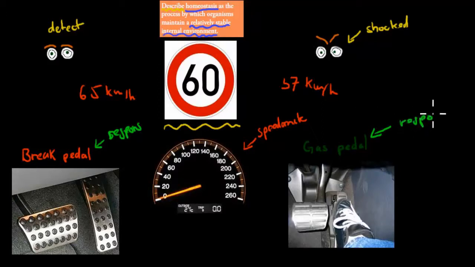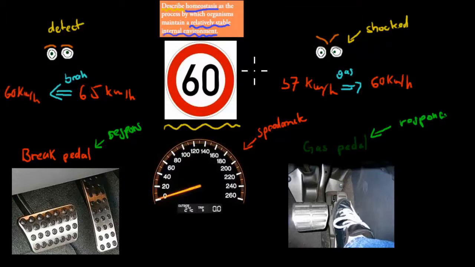So what happens if we're at 57? Then we press on the gas, which is our response, and get back to about 60 kilometers per hour. And if we are at 65 and want to go back to 60, what do we do? We press on the brake this time, not the gas, and then get back to about 60 as well. So these are ways that we can keep a relatively constant internal environment.